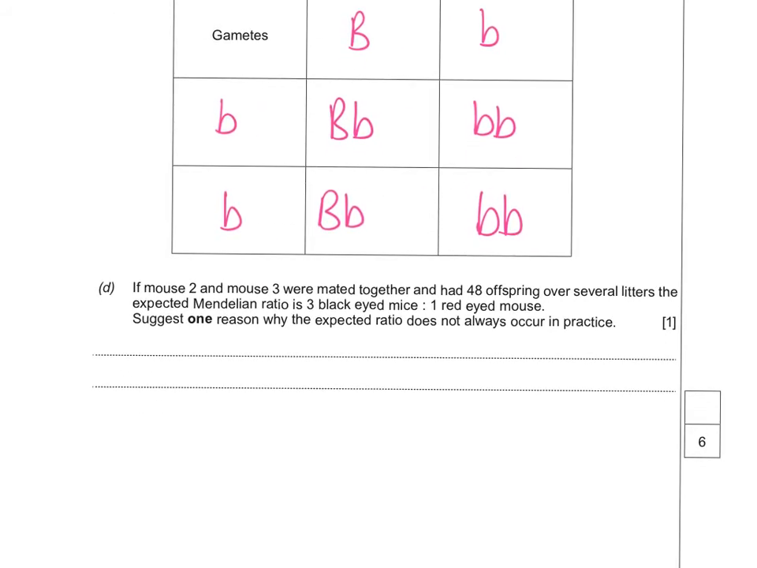If mouse 2 and mouse 3 were mated together and had 48 offspring over several litters, the expected Mendelian ratio is 3:1 for black eyes. Suggest one reason why the expected ratio does not always occur in practice, and the reason would be mutations, okay, for it not to actually go.